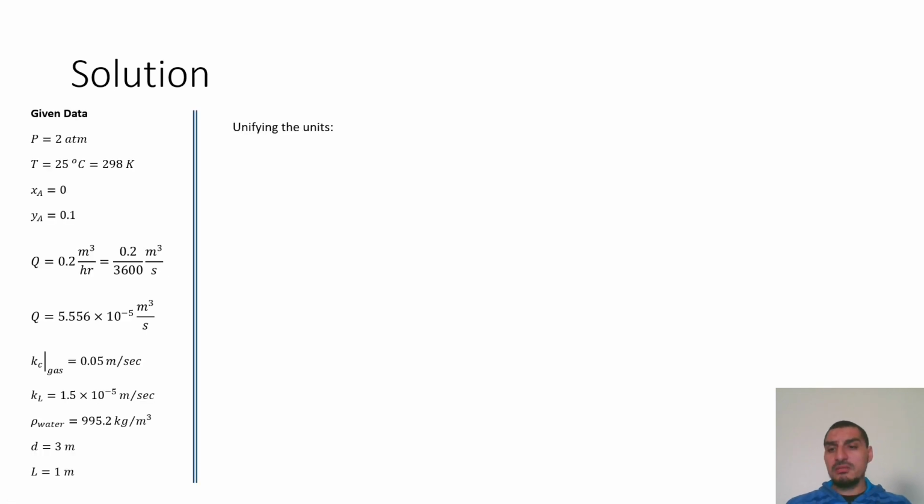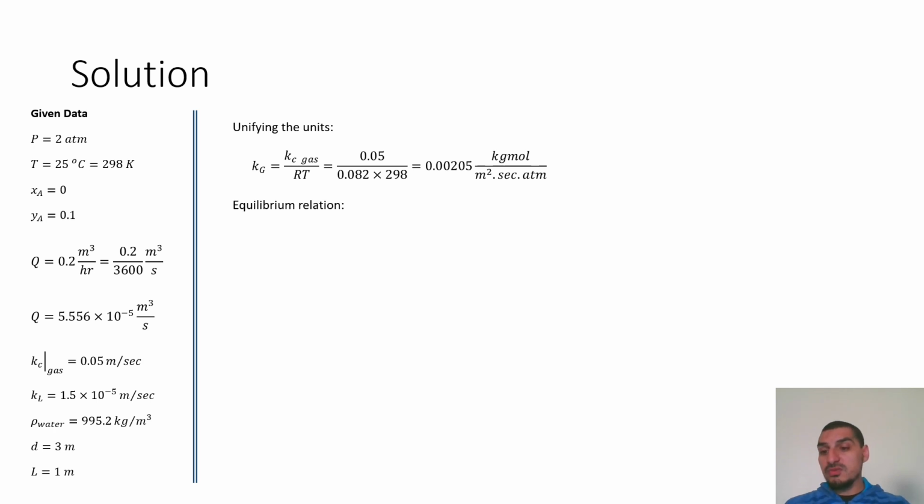To do this, we need to first unify the units. For Kc that we have here, it's for the gas phase, so Kg can be calculated using Kc, which is Kc over RT. You can go through the derivation that we did before, but for the sake of time, I just put this equation here. For the equilibrium relation, we said that it's put in terms of Hx, which is the relation between partial pressure and X, which is mole fraction.